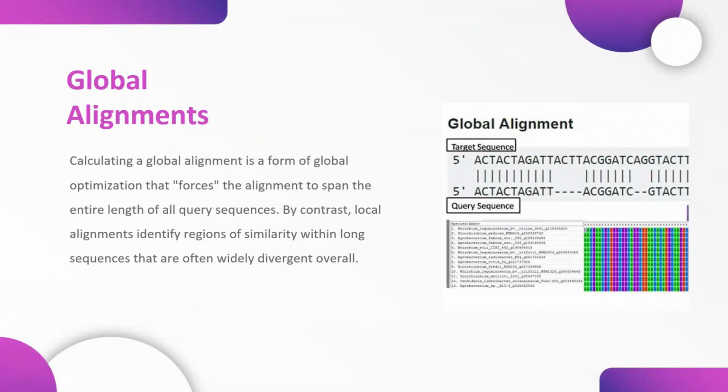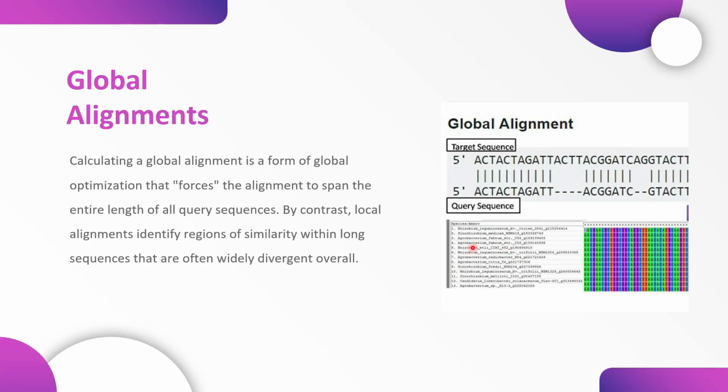What is global alignment? Calculating a global alignment is a form of global optimization that forces the alignment to span the entire length of the query sequences. For example, global alignment is aligning the whole sequence that is present here. By contrast, local alignment is just comparing part of the sequence like this. Here you can see comparing this sequence is the local alignment section, and if we compare all of the sequence, it is called global alignment.